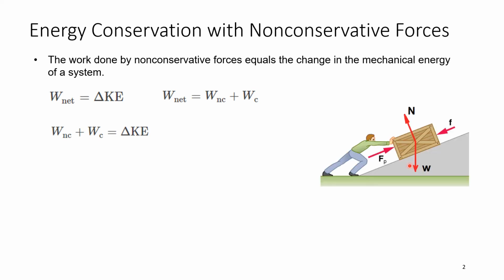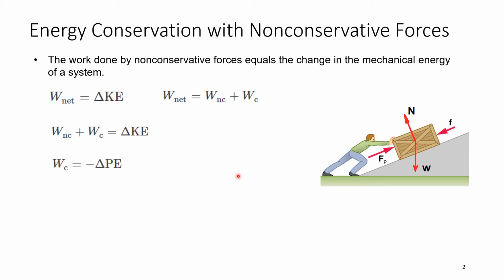Considering this example in which a person pushes a crate up a ramp and is opposed by friction, there are 4 forces acting on the crate. The normal force does not do any work. The gravitational force is a conservative force, and its negative work on the crate results in a gain of gravitational potential energy. Both the push force and the friction are non-conservative forces.